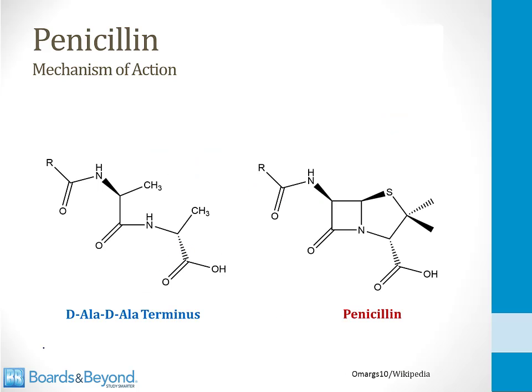Here's a picture showing you the chemical configuration of the D-ala-D-ala terminus of the peptides in bacterial cell walls, and you can see that the chemical configuration is very similar to that of penicillin. That's why penicillin can bind the transpeptidases. Those enzymes are intending to bind this structure here, but instead they bind the penicillin structure, which looks very similar.